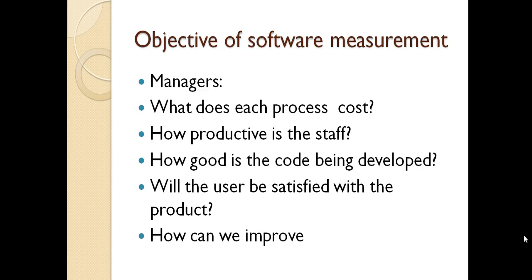Managers need to find answers to some questions. What does each process cost? The managers can prepare the cost of every small task involved in software product development, because we cannot calculate the total budget after completion of the whole software product. So before completing the whole product, we need to estimate the cost of the requirements, the cost of requirement analysis, the cost of design, the cost of coding, the cost of testing, and then finally calculate the overall system cost. So every process needs to have its cost carried out.